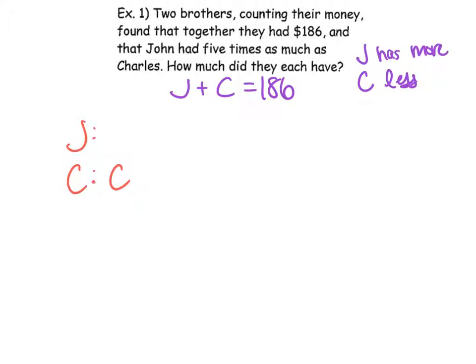Okay, then for John, John has more. And read the sentence. Underline what's important. John has 5 times as much. 5, well, I'm focusing on C, I'm focusing on Charles. He has 5 times as much as Charles. So whatever Charles has, multiply that by 5. Since Charles has less, you have to multiply it by 5. So what am I going to put for J? C times 5. 5 of Charles. So put that down, 5C. Make sure you're writing what I'm writing. John has 5 times C. Charles has Charles himself. Okay.